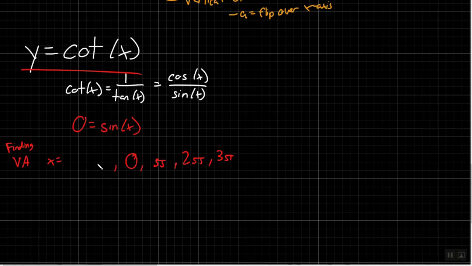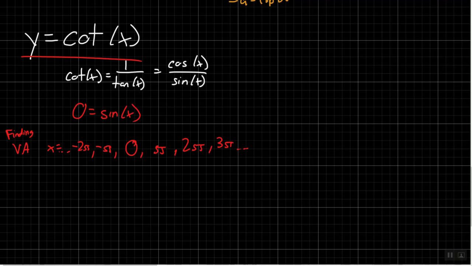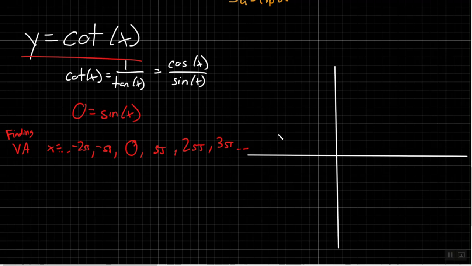Okay. I can still go in the negative direction. So I still have negative pi and negative 2 pi. And we go on forever in both directions. Okay. Let's put down these asymptotes. I will call this one negative pi. Over here will be negative 2 pi. Over here, this is 0. This is pi. And this is 2 pi. At all those points, I have a vertical asymptote.